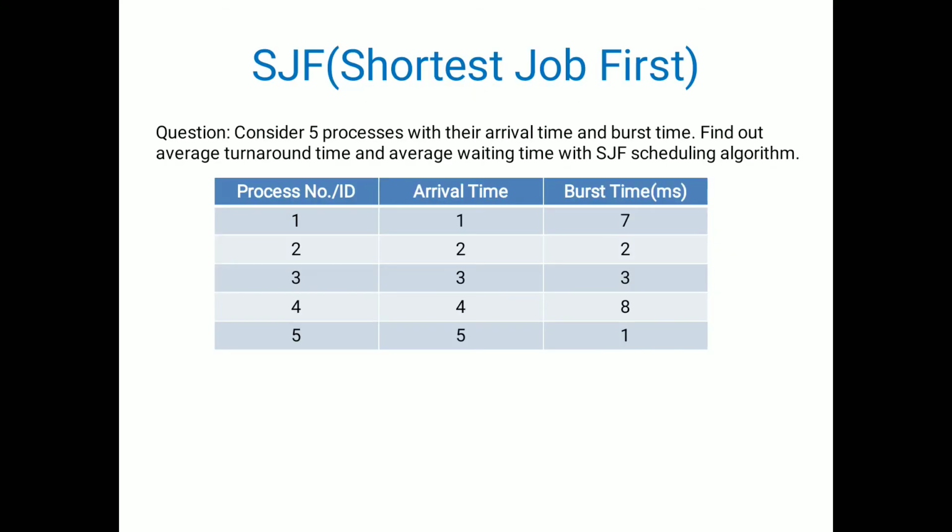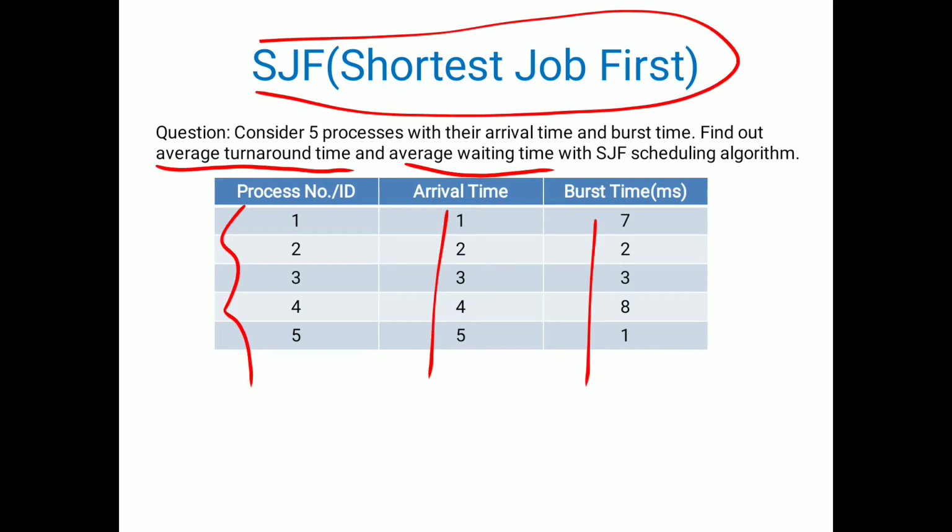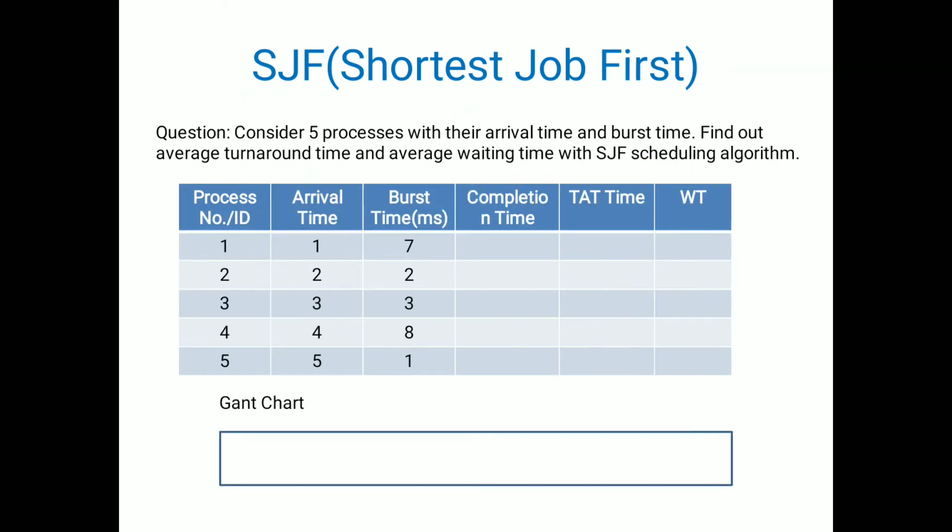So start with an example. Here in this example we are given five processes, their arrival times into the CPU and their burst times. In this we have to find the average turnaround time and the average waiting time. With this algorithm, the shortest job first algorithm, we have to select the process whose burst time or CPU time is shortest as compared to the other processes. So start with solving this example.